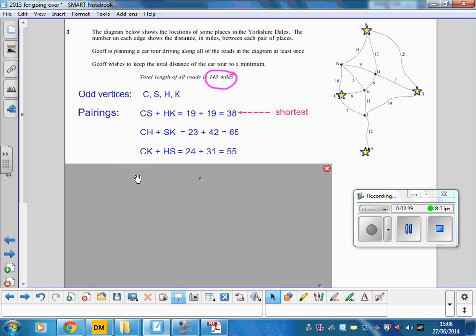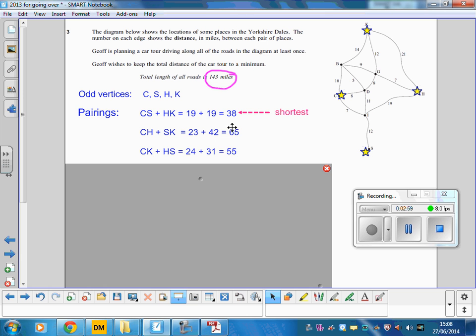Last pairing, CK. If we check where that 24 came from, it's via B. That's the shortest way of getting from C to K. And then from H to S, the shortest distance there turns out to be 19 plus 12. That's 31. So adding those, 55.